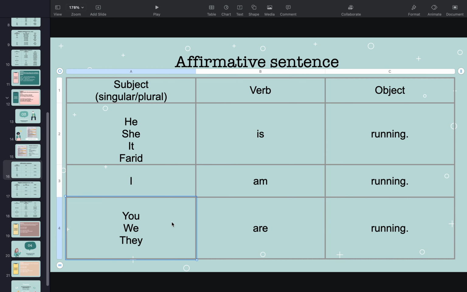Okay. So, bila dia cakap be ni, kamu tak letaklah be. He be running. She be running. It be running. I be running. No. You use the correct verb. He is, or he am, or he are. Tengok jadual ni. Okay. You, we, they are running. You are running. We are running. Or they are running. We are eating. We are dancing. You are walking. They are dreaming. They are jumping.